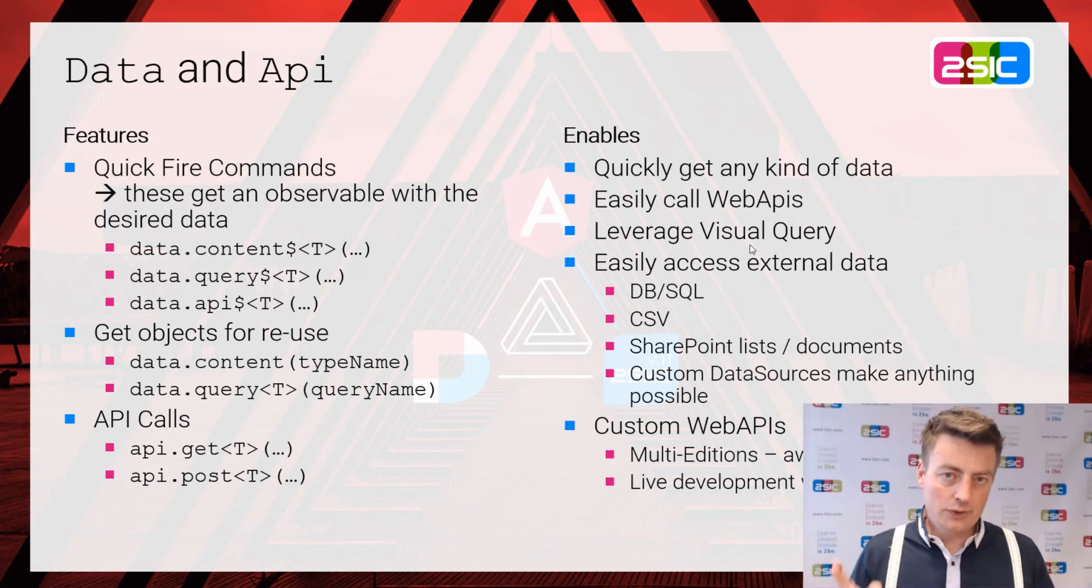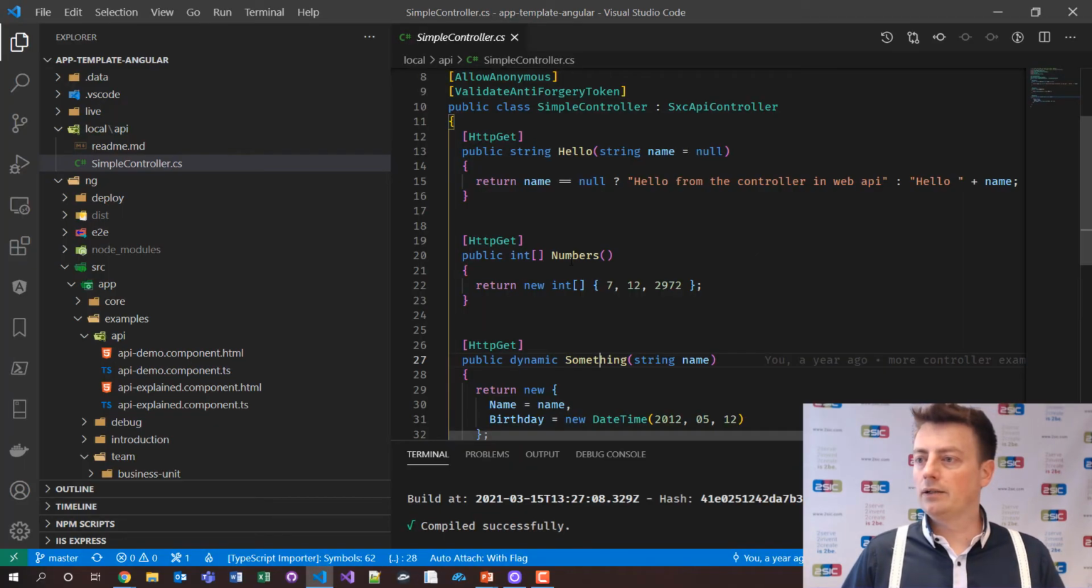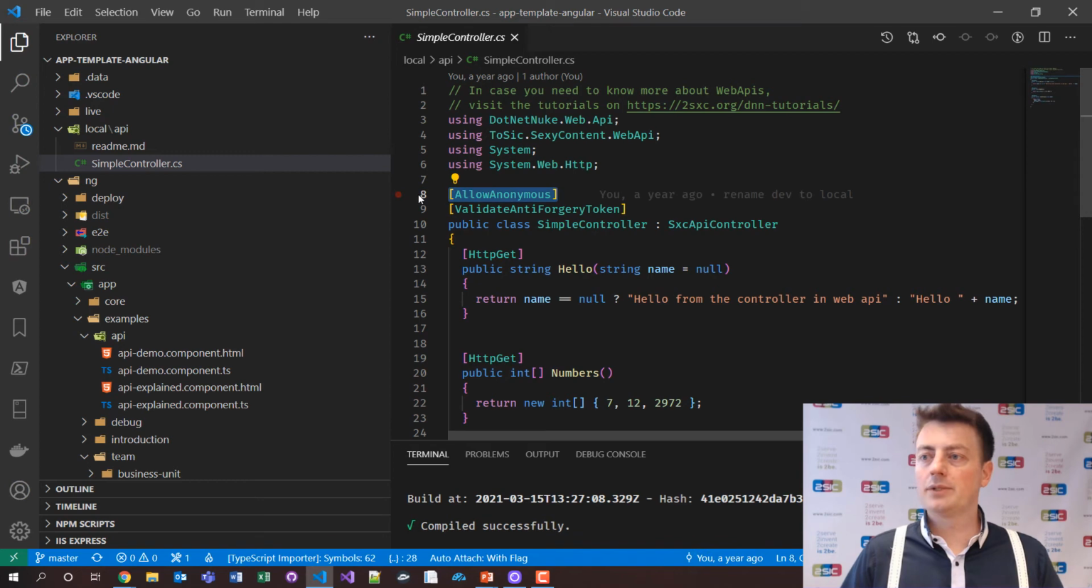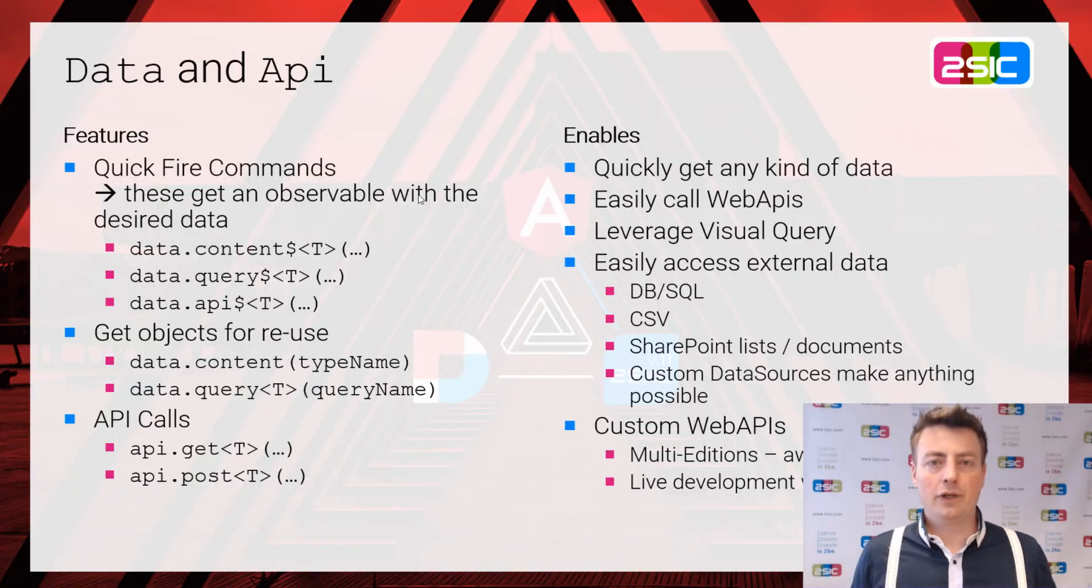Remember, if you use any kind of backend, whether it's visual query or your own controller, you need the permissions to be configured. On a controller, you do this with attributes, like allow anonymous. And on the queries, you do it in the configuration where you say what users are allowed to access this query. So don't forget that, otherwise it won't work. The tutorial app has all of this configured already.